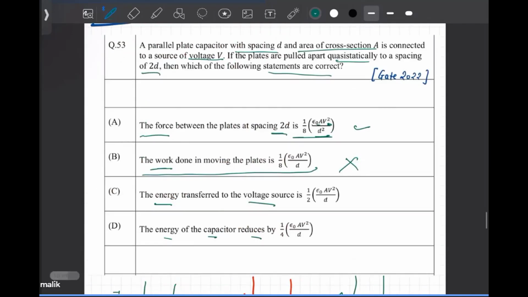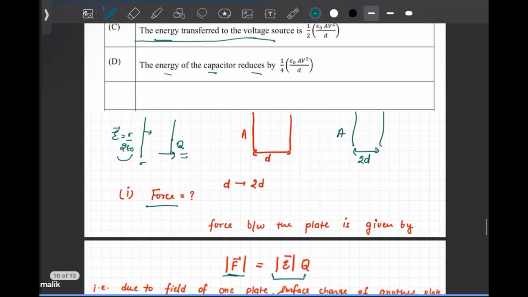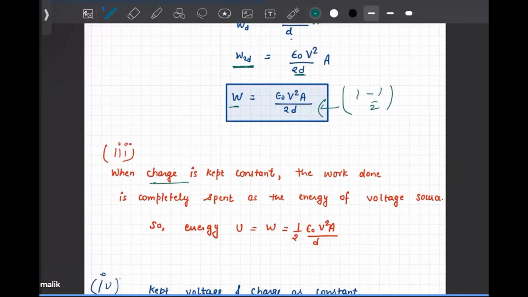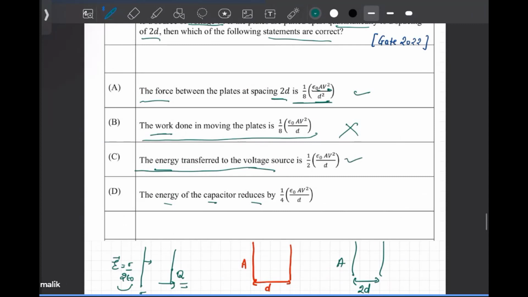We have to calculate then the energy transferred to the voltage source. If the charge is not changing, then the work done in changing this spacing is transferred to the voltage source. So this is the energy, 1 by 2 epsilon naught V square A, which is transferred to the voltage source.